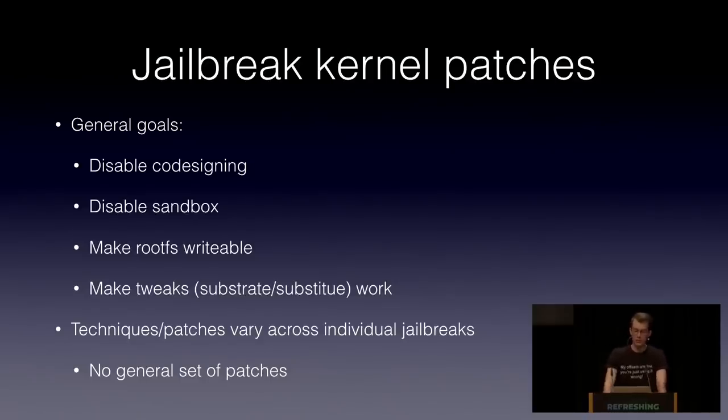So the general goals are to disable code signing, to disable the sandbox, to make the root file system writable, and to somehow make tweaks work, which involves making MobileSubstrate or libsubstitute work, which is the library for hooking. And I was about to make a list of kernel patches which you could simply apply. However, the techniques and the patches vary across individual jailbreaks so much that I couldn't even come up with a list of kernel patches among the different jailbreaks I worked on. So there's no general set of patches. Some prefer to do it one way, some prefer another. So instead of doing a full list, I'll just show you what the Helix jailbreak does patch.